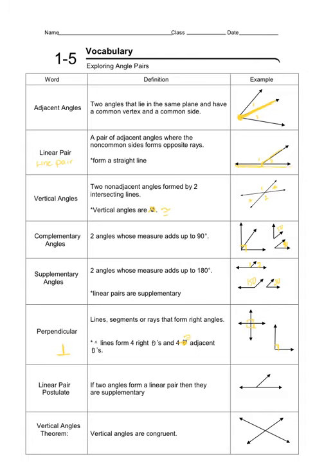Okay, the linear pair postulate just says if two angles form a linear pair, then they are supplementary. In other words, if two angles form a line like this, then they have to add up to 180. So these just add to 180. And then the last one here says vertical angles are congruent. So that means if this is 150, then this would be 150. So that's the vertical angles theorem. That pretty much covers our vocabulary side of things.